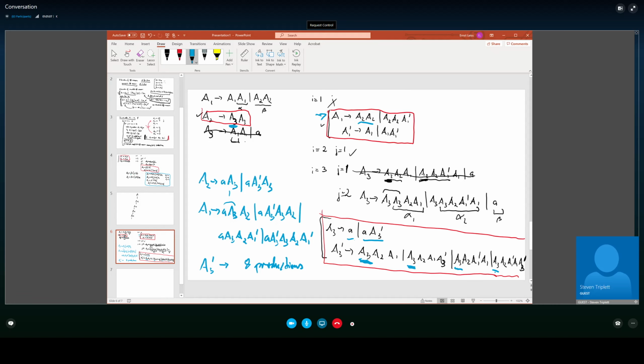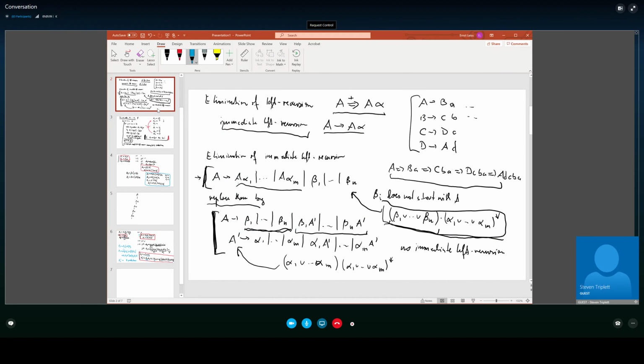I have a quick question about the step where we introduced A3 prime. I'm still not completely sure how A3 went to, and how now it goes to A or A3 prime. This is where it comes from.